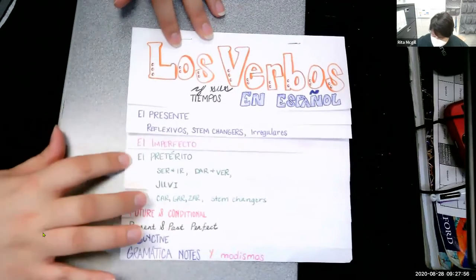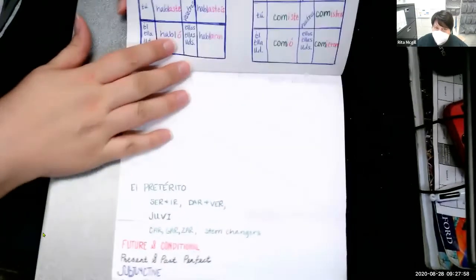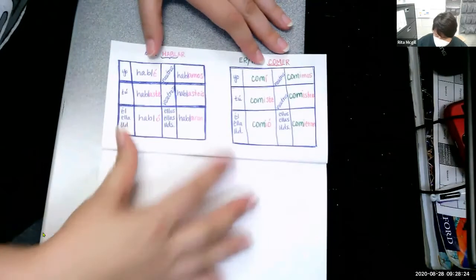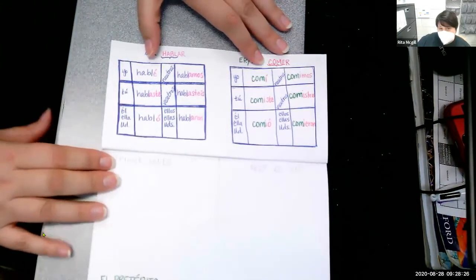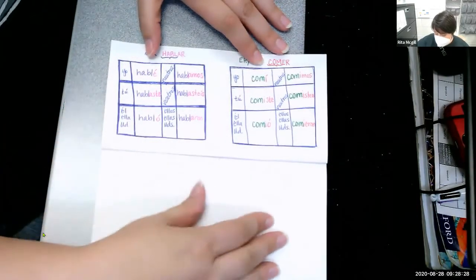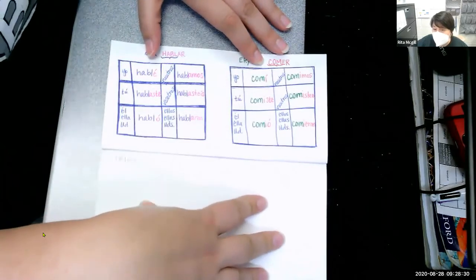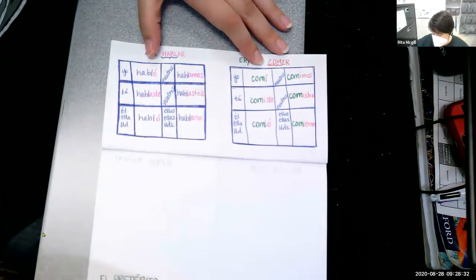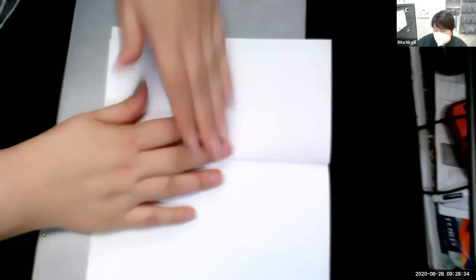And then we go to el pretérito, right? So this is what yours should look like. We're going to skip past the trigger words and the preterite versus imperfect for right now, and move on to this section right here, which I did not fill out. And so I'm going to share my slides so that we know what to write.